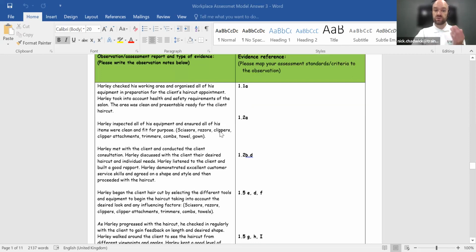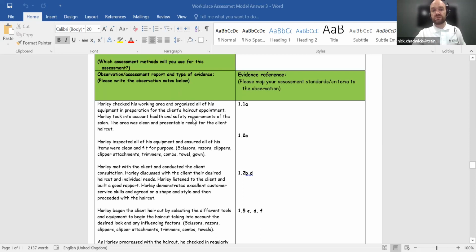And as we can see, as we go through the observation, I'm once again mapping to my criteria as well. So do try to do that. Once again, the observation is typed in this example, but of course you can handwrite your observation notes. That's absolutely fine. So you could handwrite it and scan it to this document. Or you can obviously make notes and type up your observation. Either is absolutely fine, but this evidence reference column must be completed as well. So everything that you see should be mapped to your criteria as well.